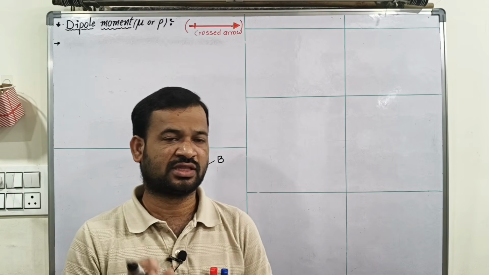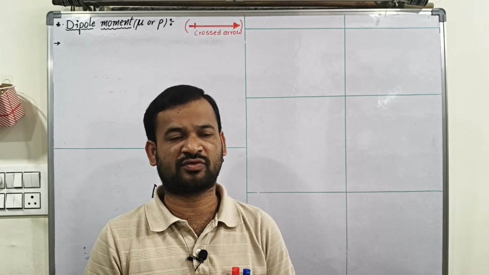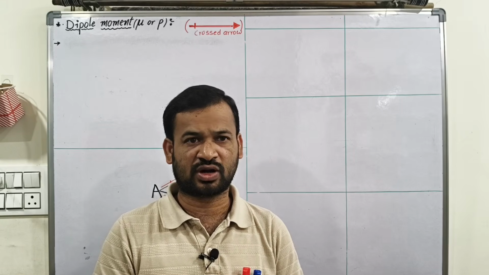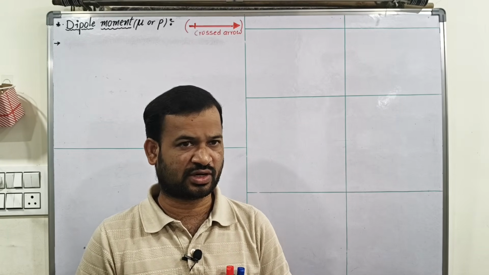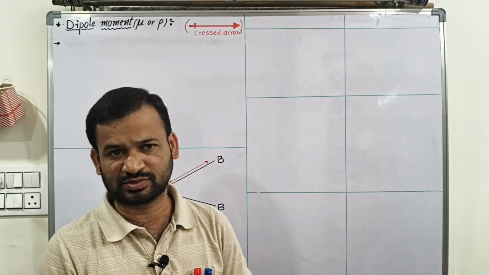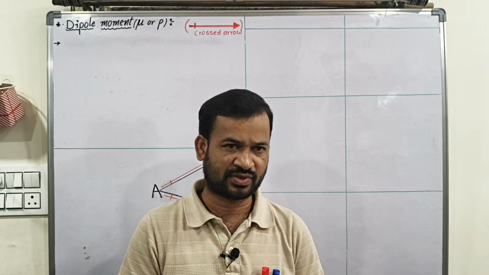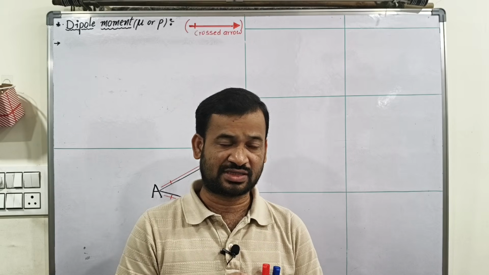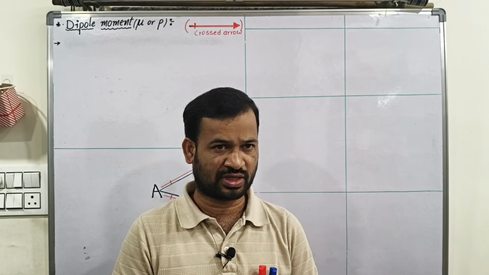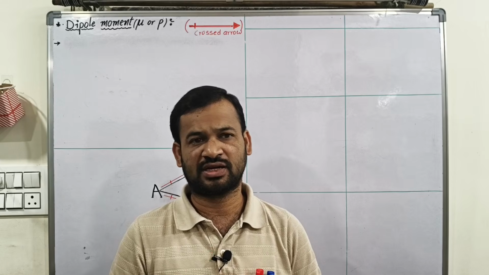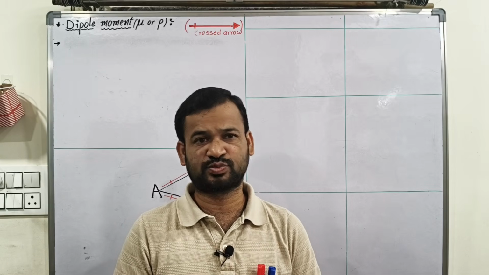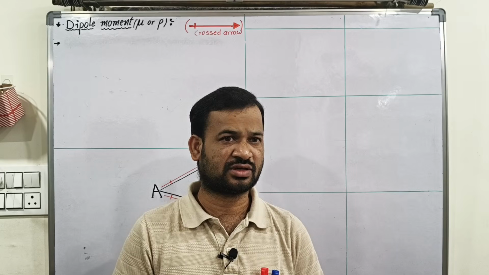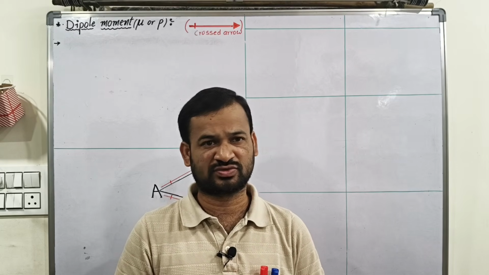Bond moment means the displacement of the bond pair of electrons takes place from the less electronegative atom to the more electronegative atom. Whenever both atoms have the same electronegativity, bond moment does not take place. Whenever the electronegativity difference is more, bond moment will take place. So in this process, we will get two charged species, which means poles.